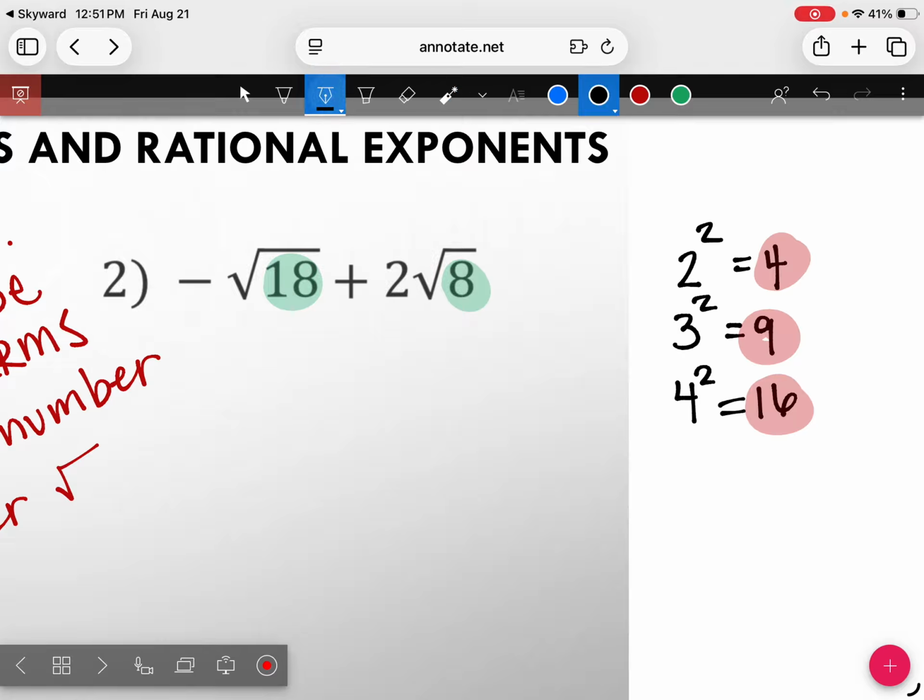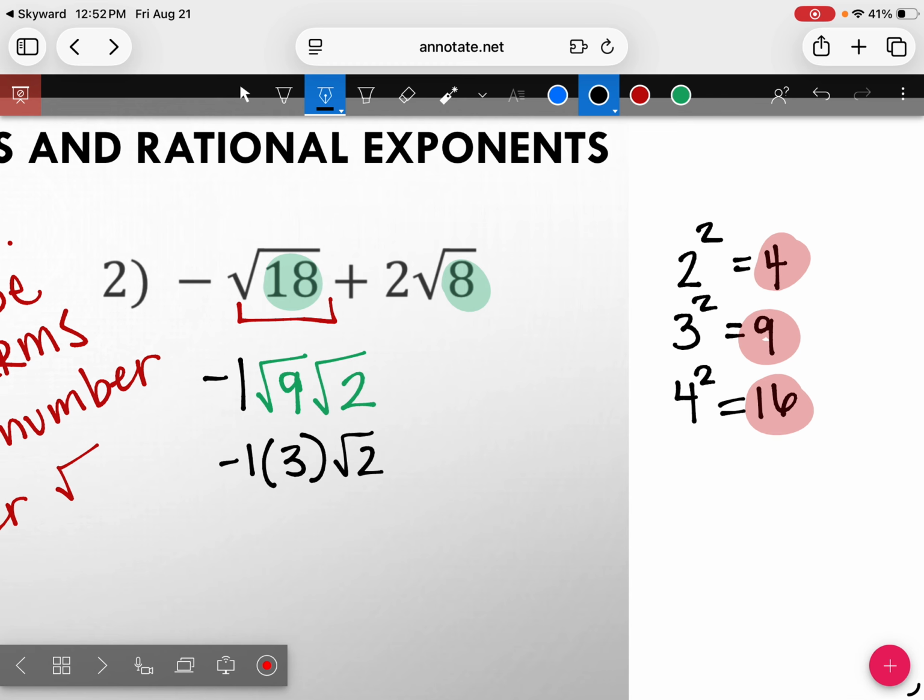So this is what I'm going to do. I'm splitting this apart. So the -1 is still there. I'm not getting rid of that. But I'm taking that root 18 and separating it into the square root of 9 times the square root of 2. The square root of 9 is 3, but the 2 does not have a partner. If we were to build a cake, it wouldn't have a partner. So this would simplify down to -3 square root of 2.